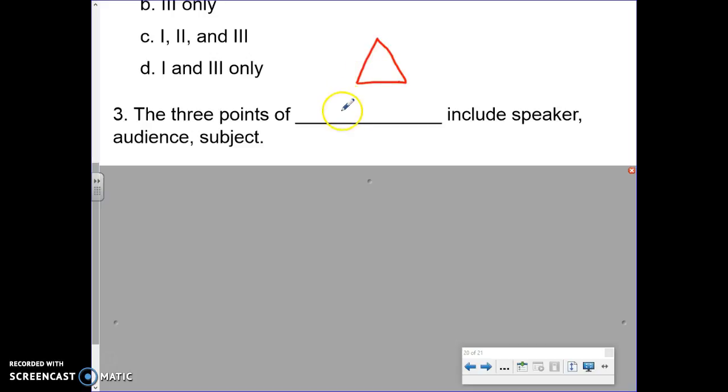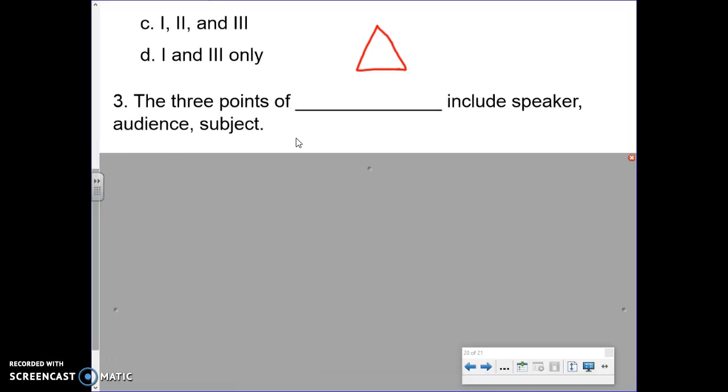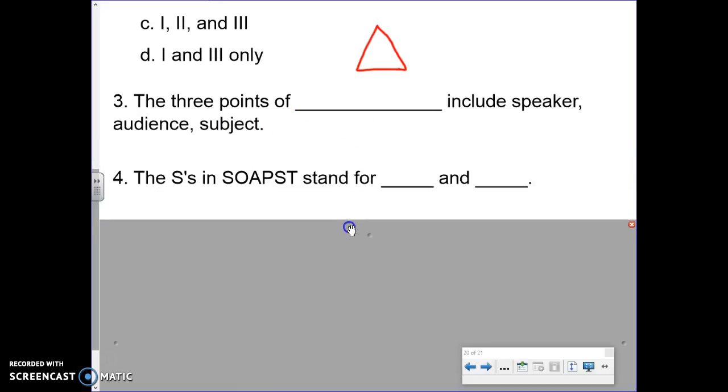I might even turn a question like this around and put the 3 points of, and give you the name of the triangle here, include, and then leave the speaker, audience, and subject blank. Or leave 2 of them blank or 1 of them blank. So that you're just seeing the other side of what the fill in the blank looks like.